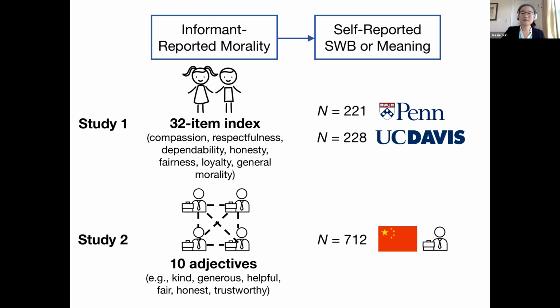For the analyses, we predicted either subjective well-being or meaning in life from informant reports of morality based on the aggregate of all available informant reports. And for study two, to account for the nested structure of employees nested within teams, we used multi-level modeling.